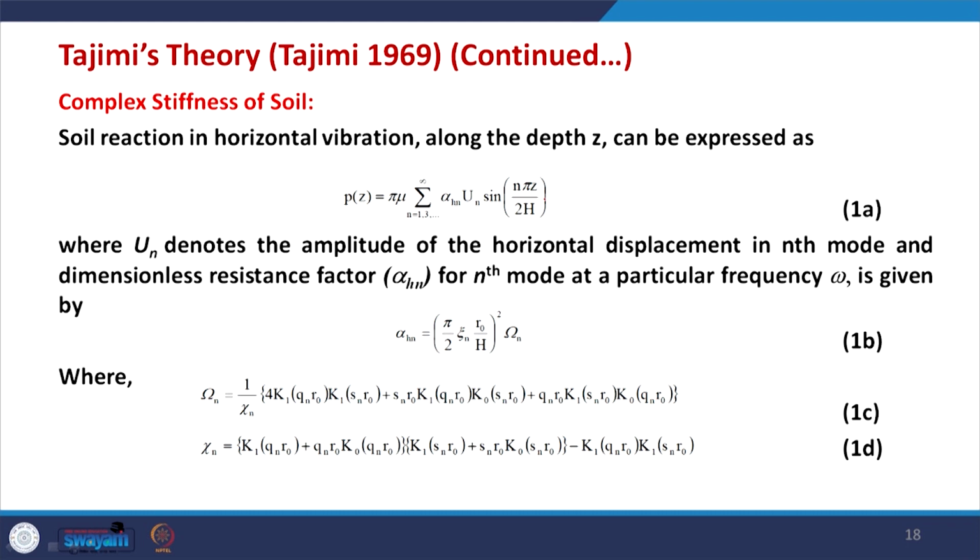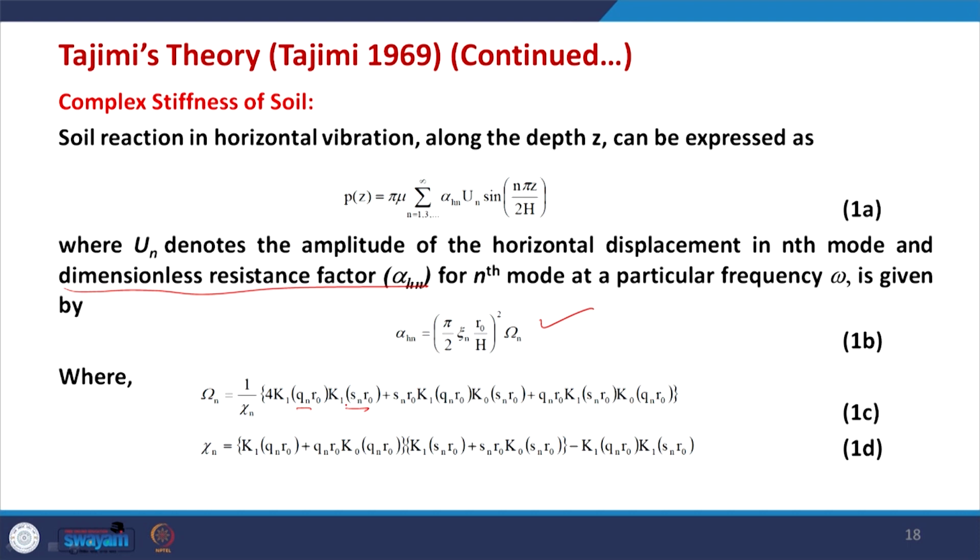Now one most important point is alpha Hn, which is a dimensionless resistance factor. Alpha Hn does not have any dimensions for the nth mode at a particular frequency omega, and it is given by this relation here. In this relation, capital omega n is given by equation 1c, and in equation 1c, in the denominator, capital H n is coming, which is given from these relations. In both 1c and 1d you could see there are Qn and another quantity Sn coming. R naught is already defined.